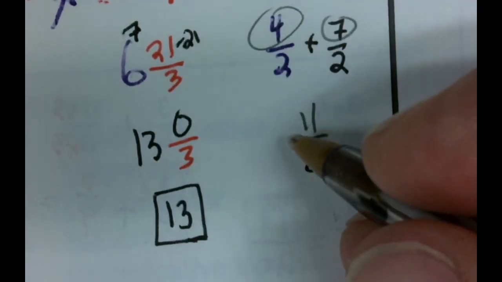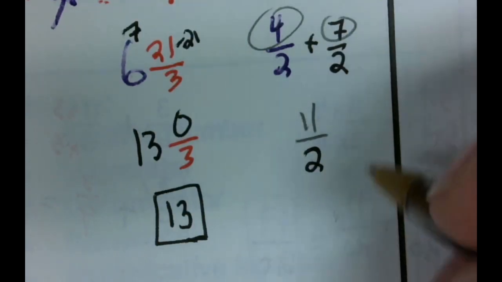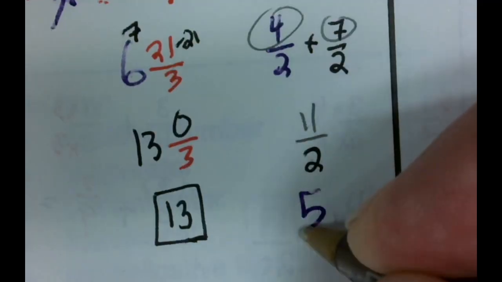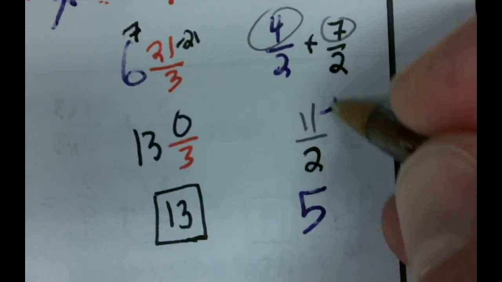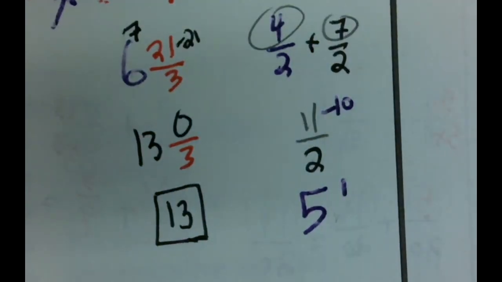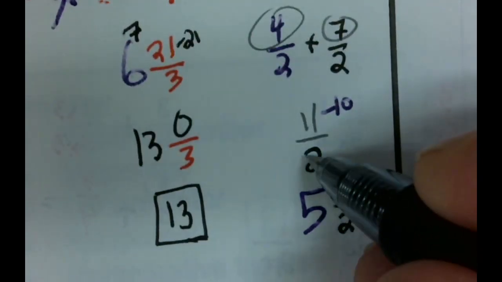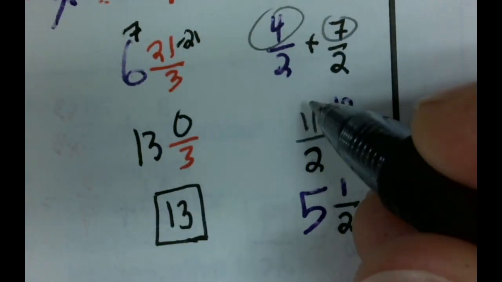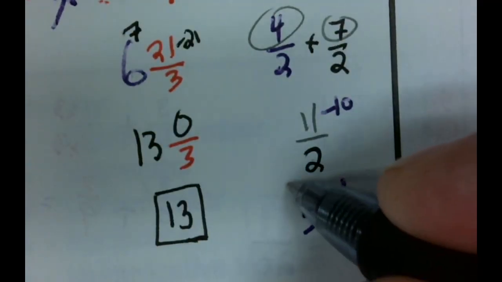IXL may or may not accept this. I will not. 2 goes into 11 how many times without going over? When you get that 5, because 5 times 2 is 10, we're going to take those 10 away from the 11. So we can see we've got 1 left over out of the 2. That bottom number carries down. So 11 halves, 11 over 2, is the same as 5 and 1 half.